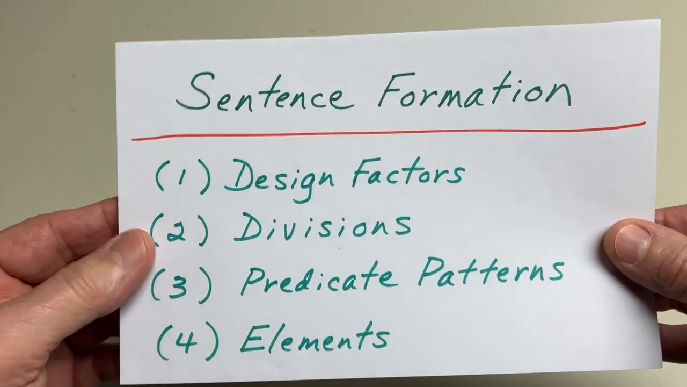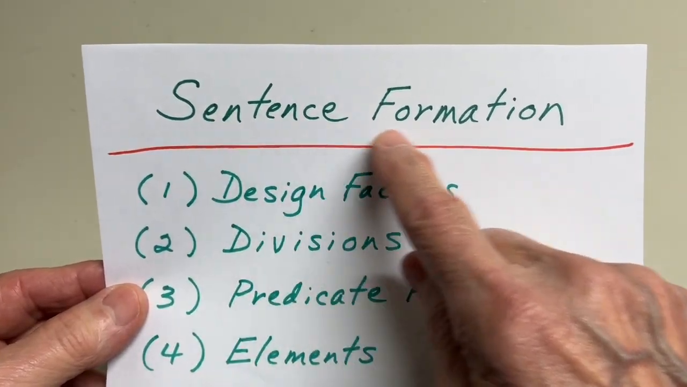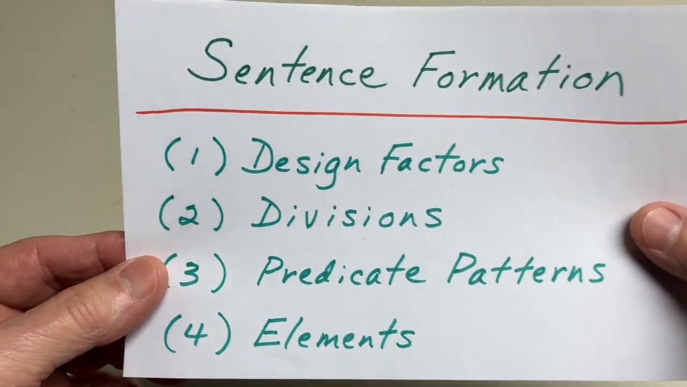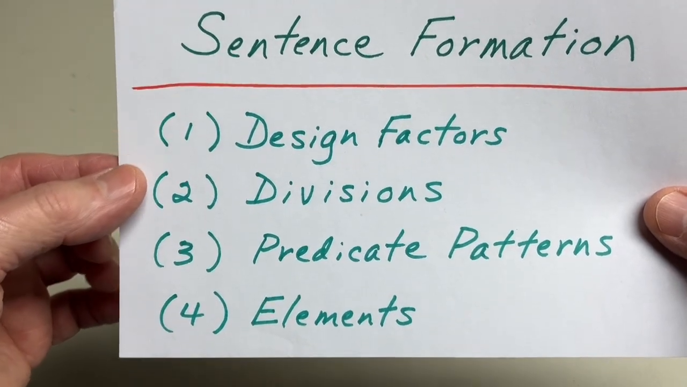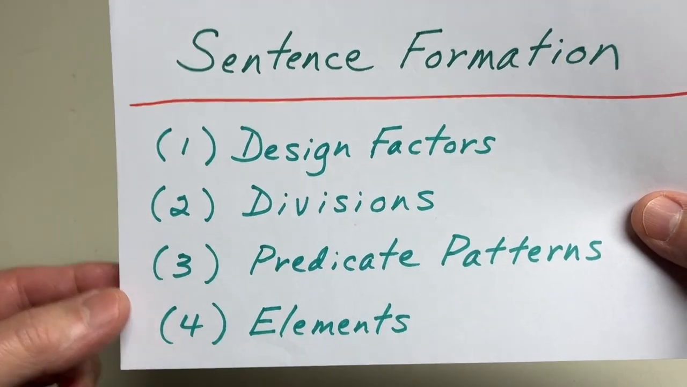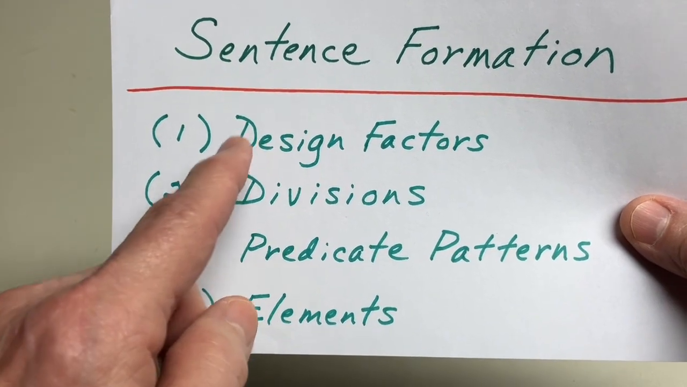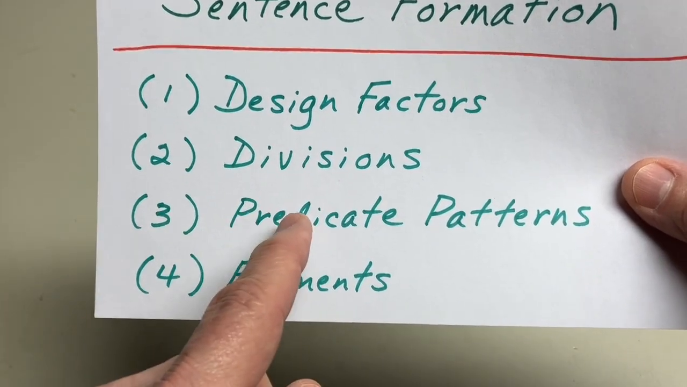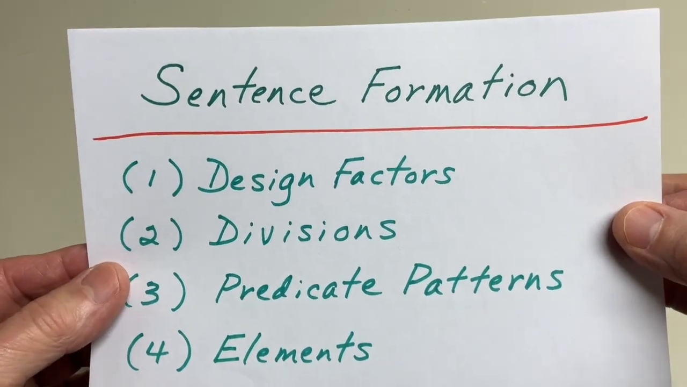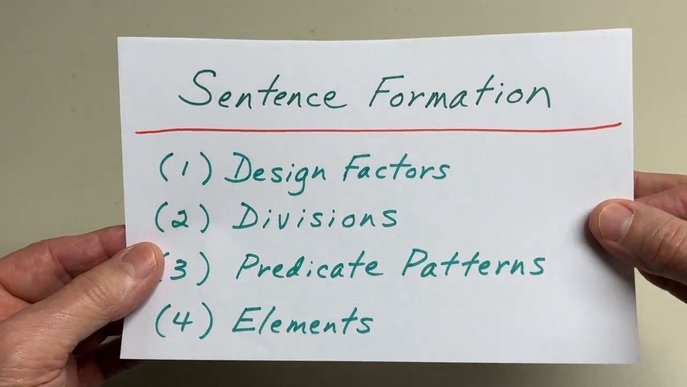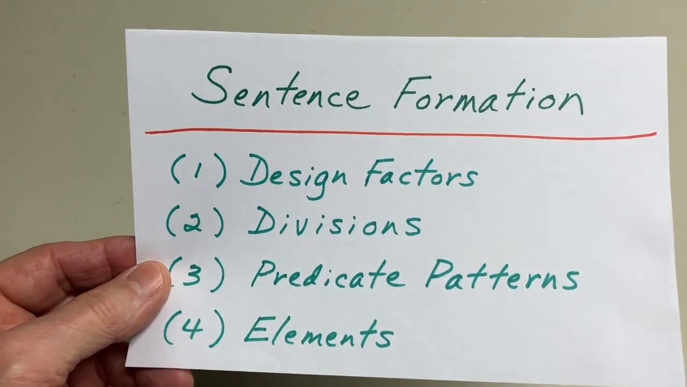So today I'd like to talk about the source of my ideas, and I call it sentence formation. In other words, how to make a sentence. I have four main features that come under the category of sentence formation. I call them design factors, divisions, predicate patterns, and elements. This is just my perspective, my own personal little grammar system, and I'd like to share it if you have a few minutes.